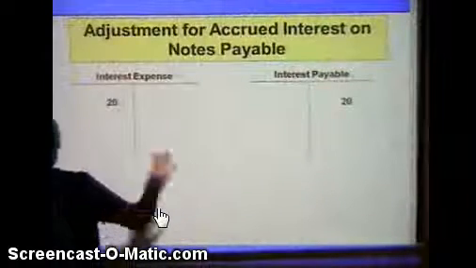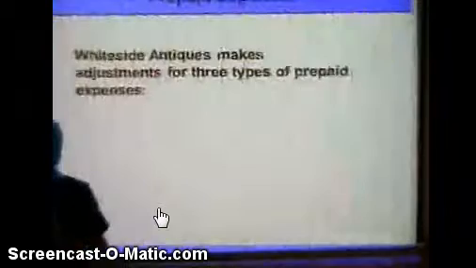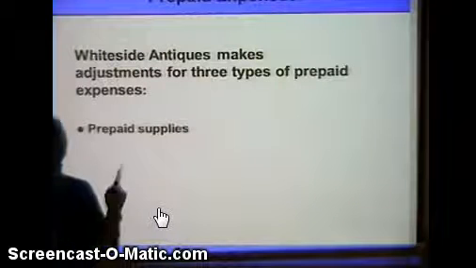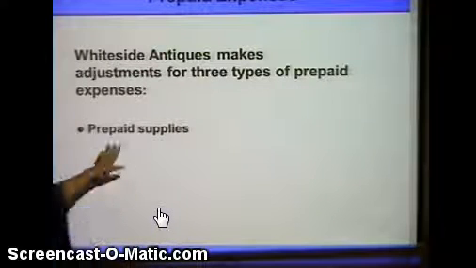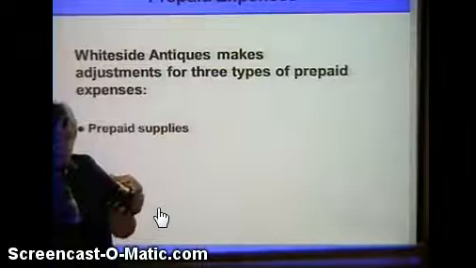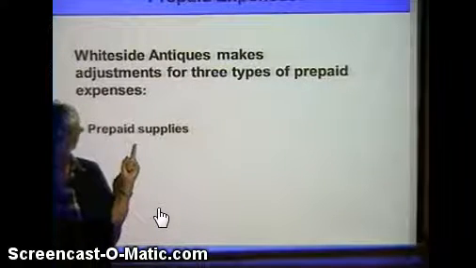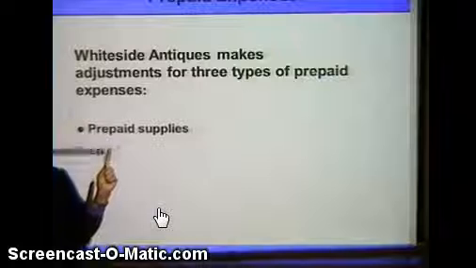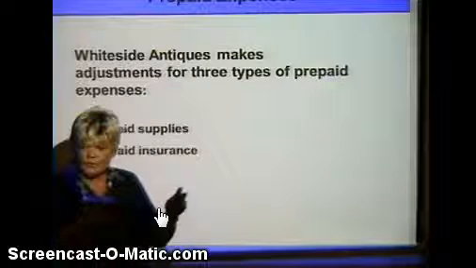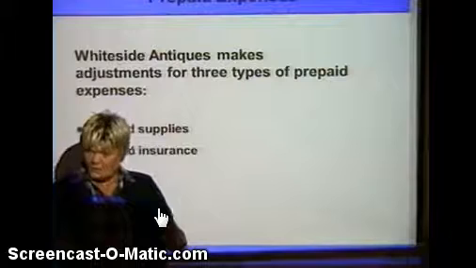Other kind of prepaid expenses, y'all know what this one is, right? We buy the supplies ahead of time, then we go out there and count and show how much we use. That's one of our adjustments we learned in Chapter 5. Insurance, same way, right? We might buy it for the year, but whatever part has lapsed for that period of time, we show that as an expense.